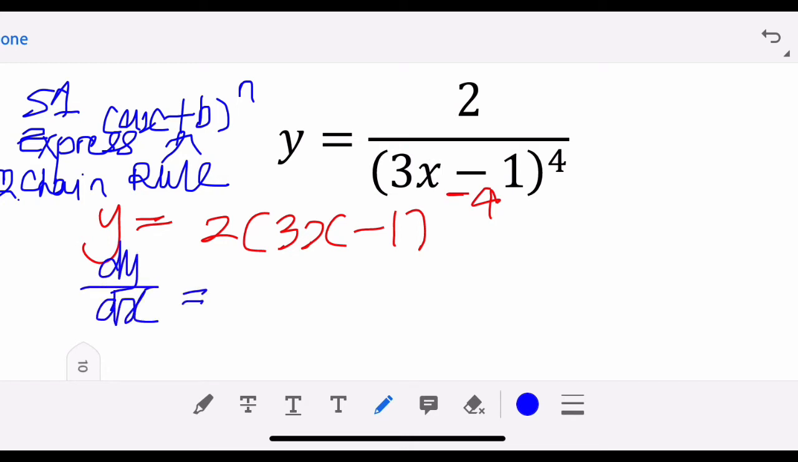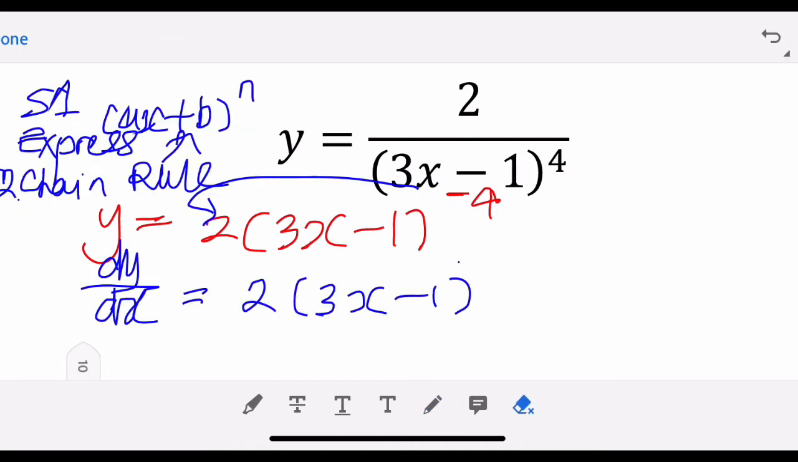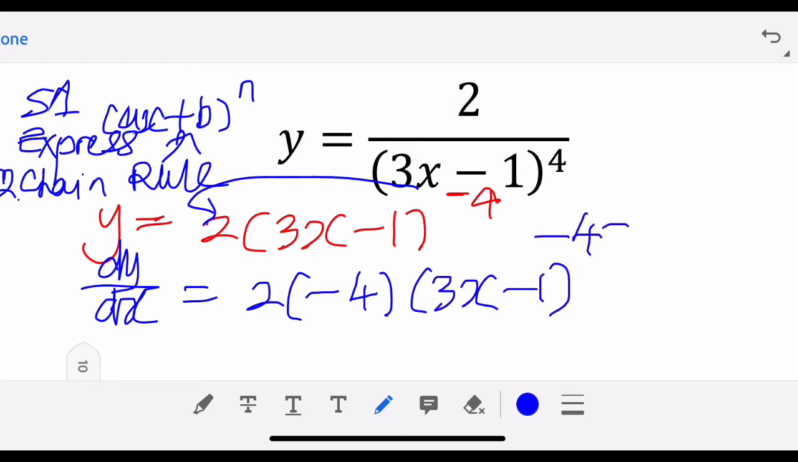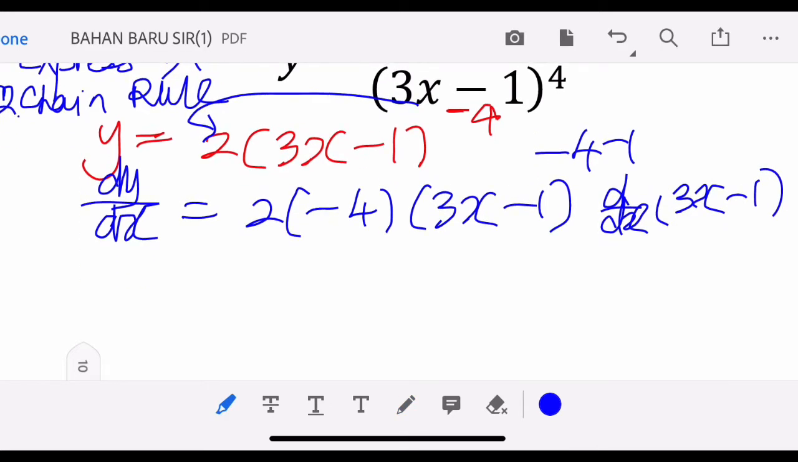Alright, so now we are going to write negative 4, right, times the 2, right? So it will be 2 times negative 4. Okay, so then you have to bring down the power to in front. After you bring down the power to in front, you times with the 2, then you copy everything 3x minus 1, then the power you have to minus 1, become negative 5. And don't forget, you have to differentiate in the bracket. This is the step that people always forget.